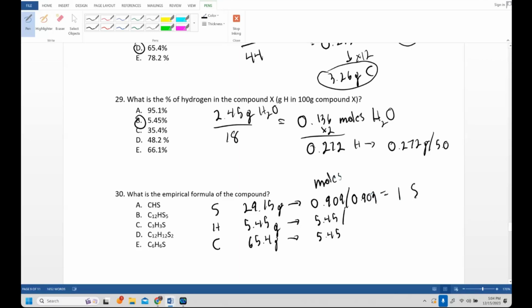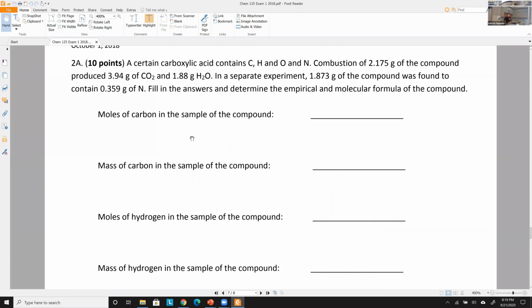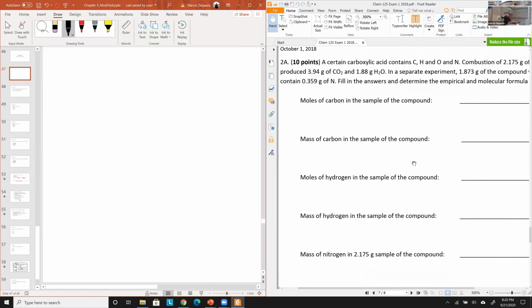5.45 divided by 0.909. That is 5.99, which is very close to 6. So it'd be 6 hydrogens and 6 carbons because that's the same number of moles. They're a 1-to-1. Okay, so the answer would be, what is the empirical formula? It is C6H6S1.